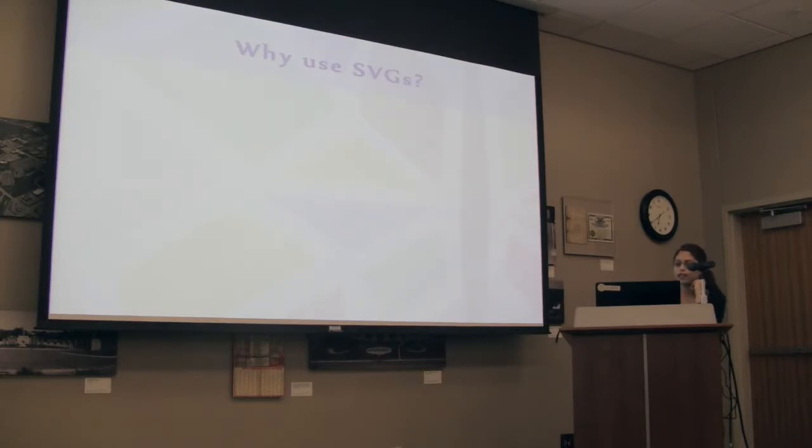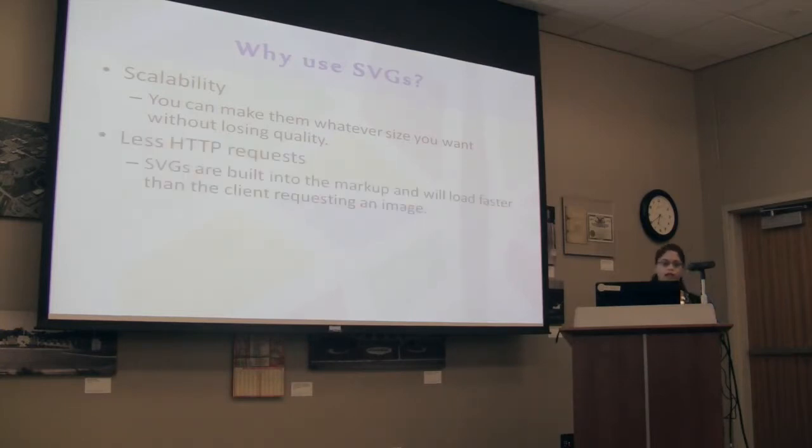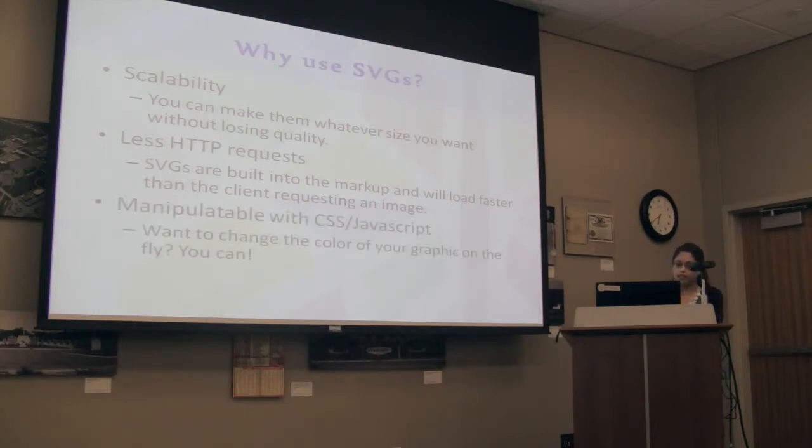So why should you use SVGs instead of regular JPEGs and stuff that are already familiar? Well, like I said earlier, they're scalable, so you can make them whatever size you want. You're not going to lose quality. They require fewer HTTP requests because SVGs' code is just built into the markup, so it loads faster than the client requesting another image from the server. And one of the most fun things is that you can manipulate them with CSS and JavaScript. So if you want to change the color of it for any reason, you can do that. You don't have to make a sprite with every version of your image.